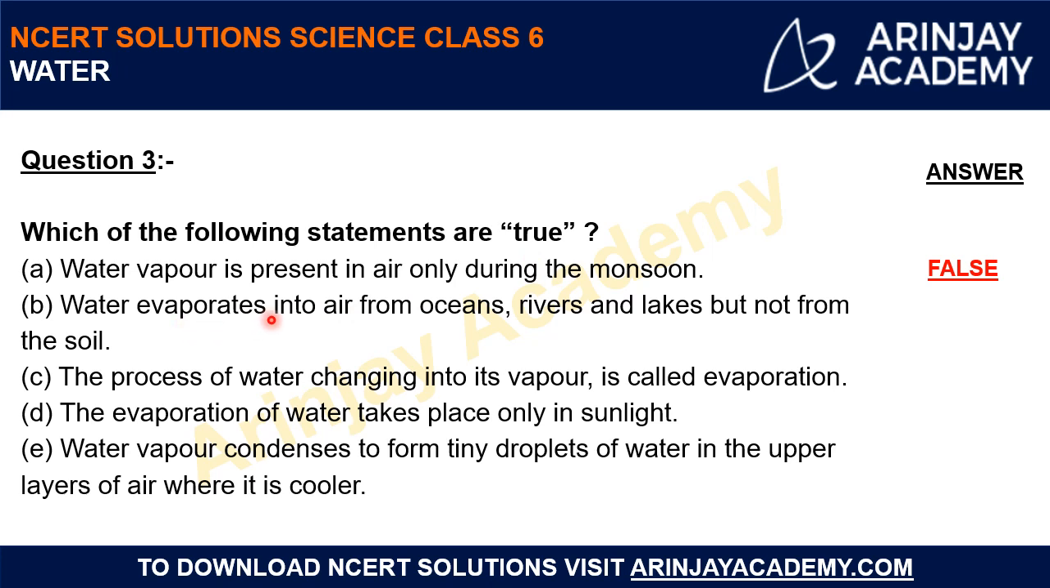Second, water evaporates into air from oceans, rivers and lakes, but not from the soil. Is that true? No. Why? Because water can evaporate from any place. Wherever there is water, if it has sufficient energy or heat, it will convert into water vapor. So it doesn't matter whether it is a water body or soil. Even if there is wet soil, water can evaporate into water vapor. So this is not correct. It's again false.